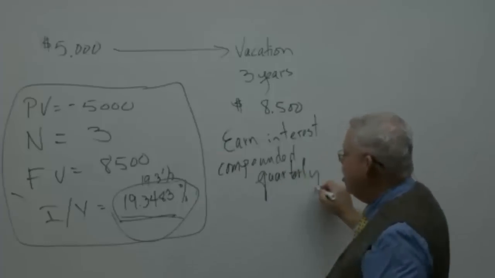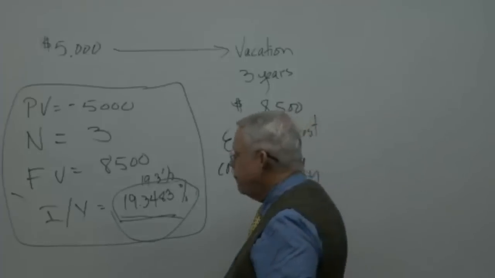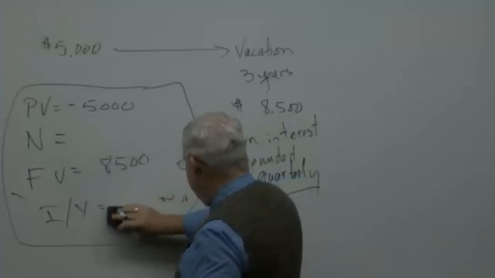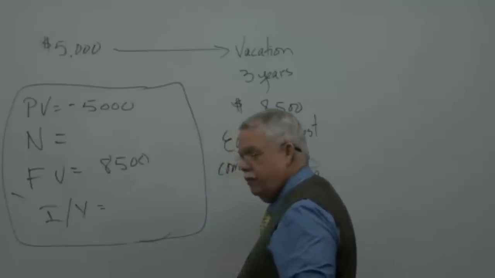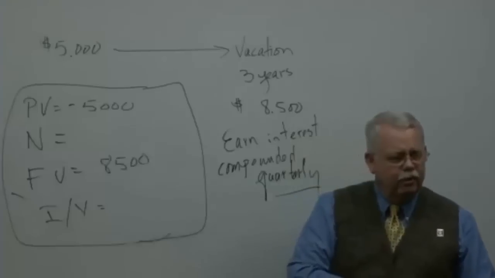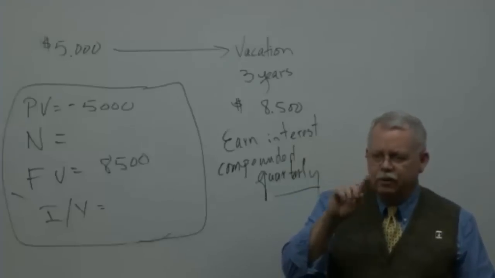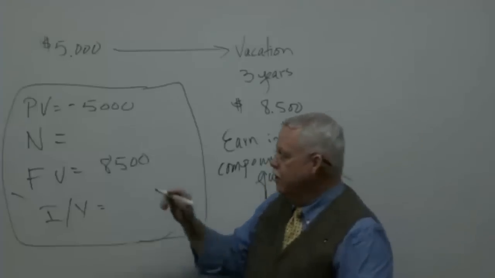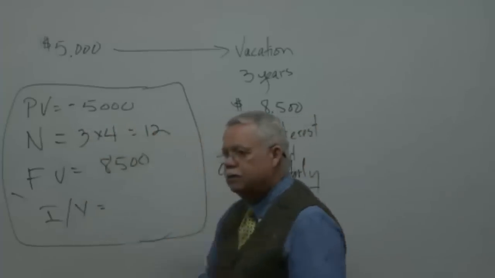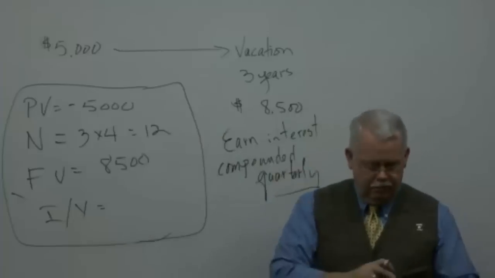So if we had quarterly compounding, then we've got to take our interest rate that we're going to come up with in our time period and adjust them. Quarterly for 3 years means 4 times every year for 3 years, right? Right. 3 years, 4 times a year, so N becomes 12. Do that.